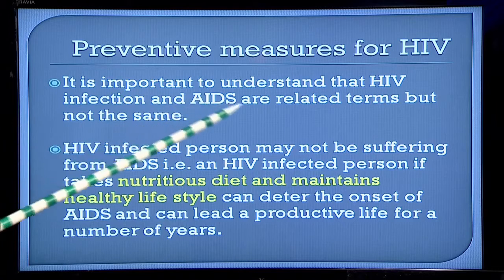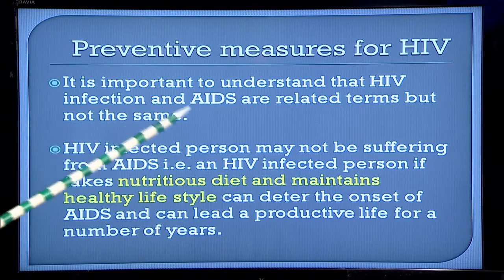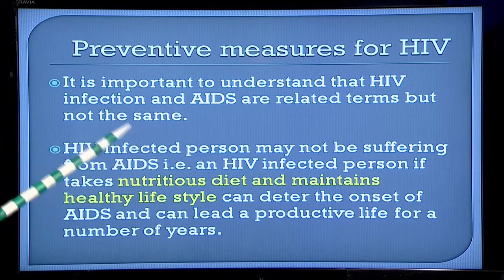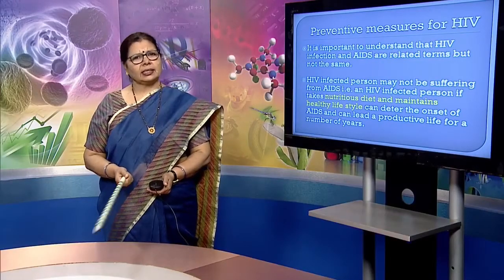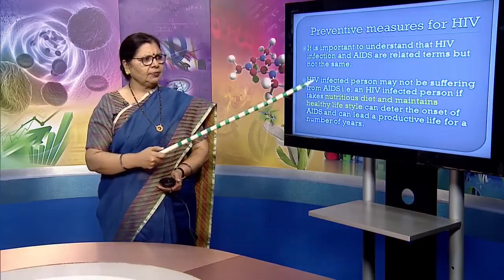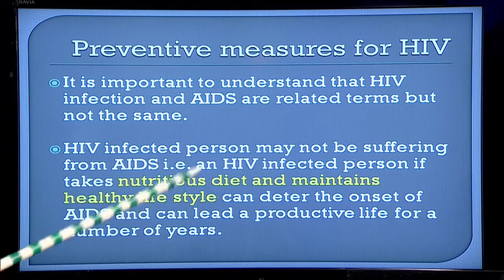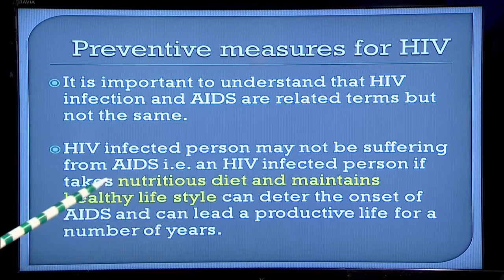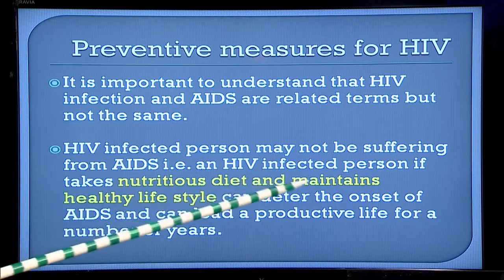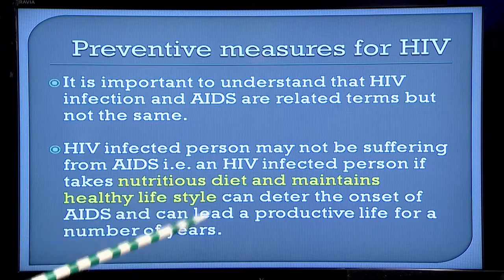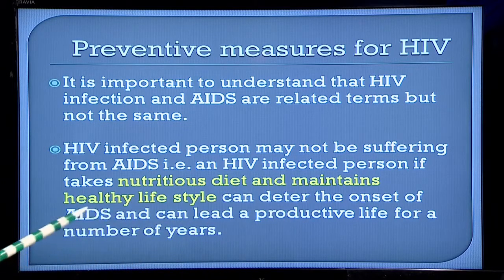It is important to understand that HIV infection and AIDS are related terms but not the same. As I explained to you, HIV is the virus and AIDS is the name of the disease. An HIV infected person may not be suffering from AIDS. An HIV infected person, if he takes a nutritious diet and maintains a healthy lifestyle, can deter the onset of AIDS and can lead a productive life for a number of years.